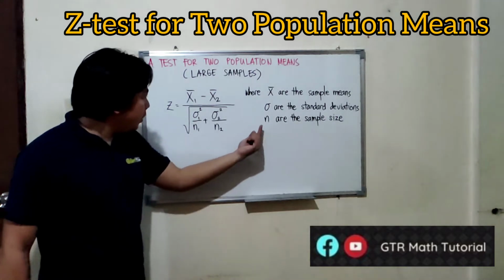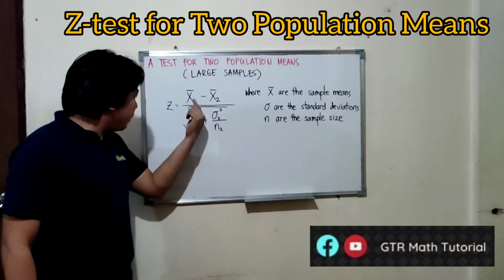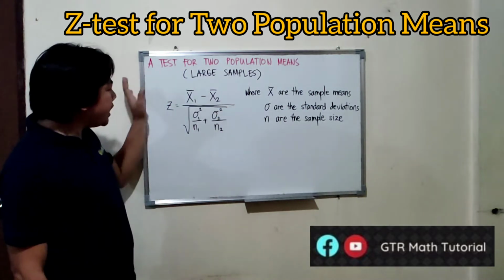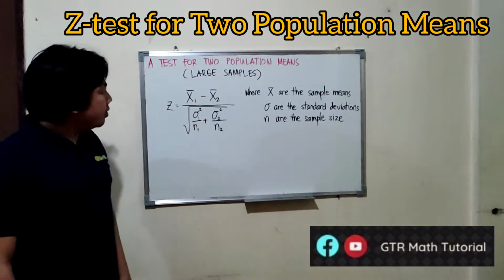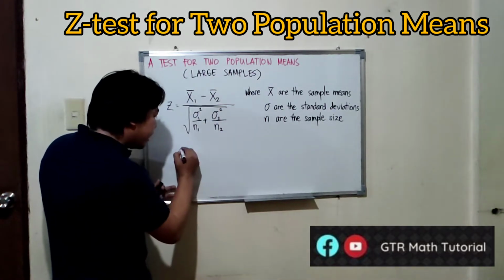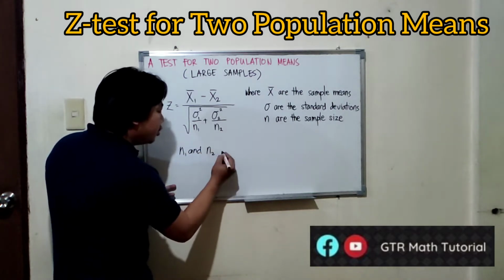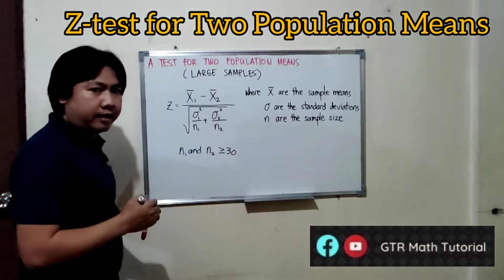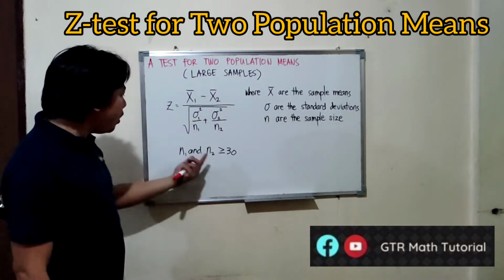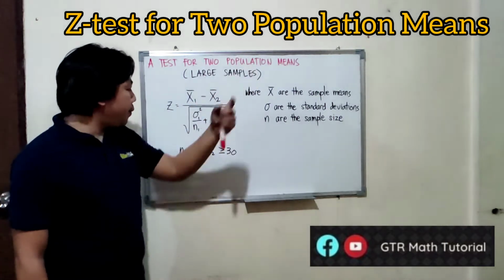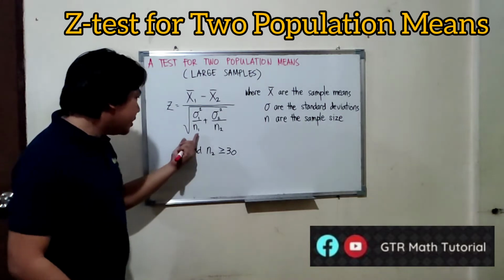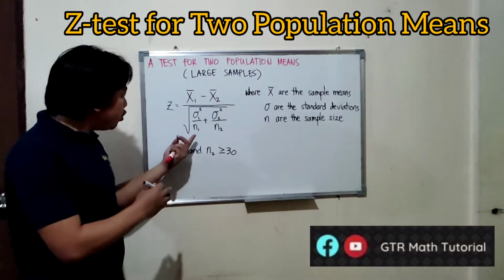Okay, so we have two groups. The first group is the subscript 1 and the second group is the subscript 2. In order to use this equation, we have two rules. First, n sub 1 and n sub 2 must be greater than or equal to 30. For less than 30, we have another formula, so we will use the t-test for that. For now, we're going to use the z-test for two population means. So n sub 1 and n sub 2 must be greater than or equal to 30. And another is that the two samples must be independent.